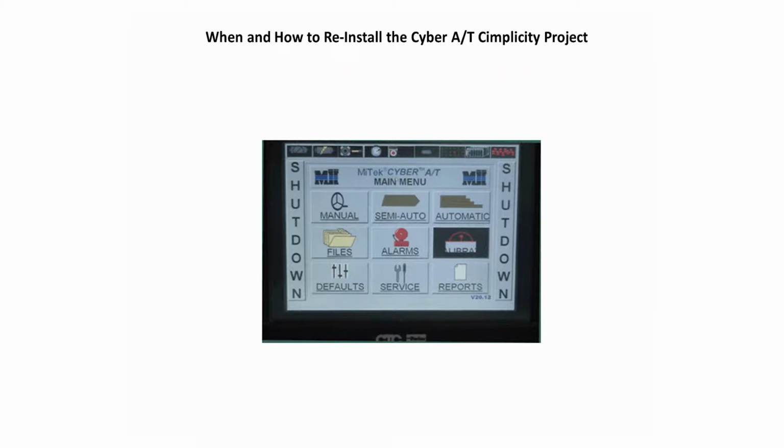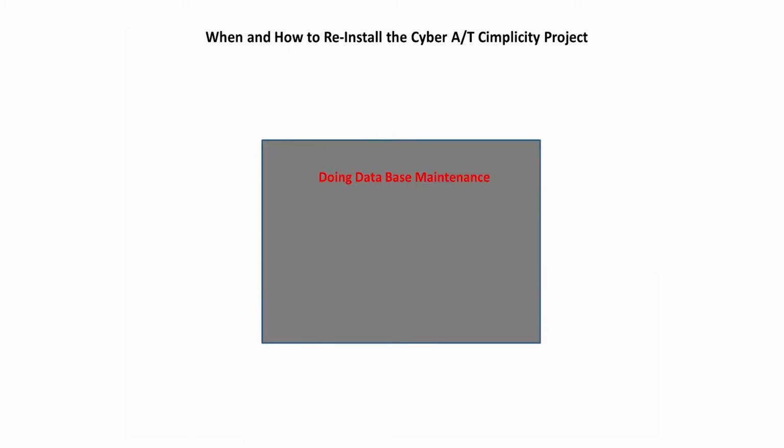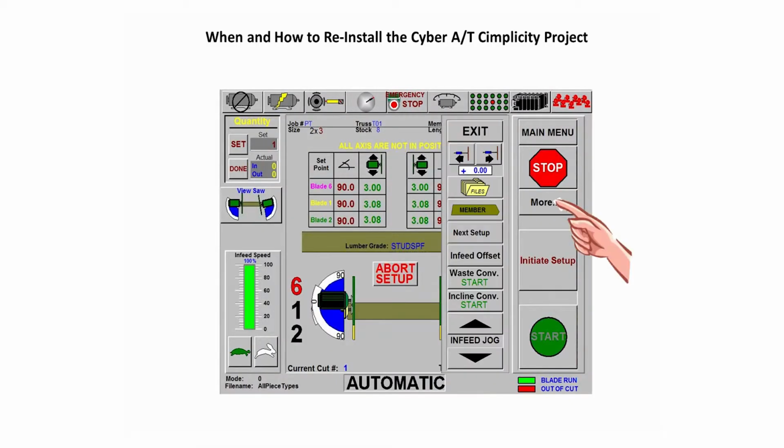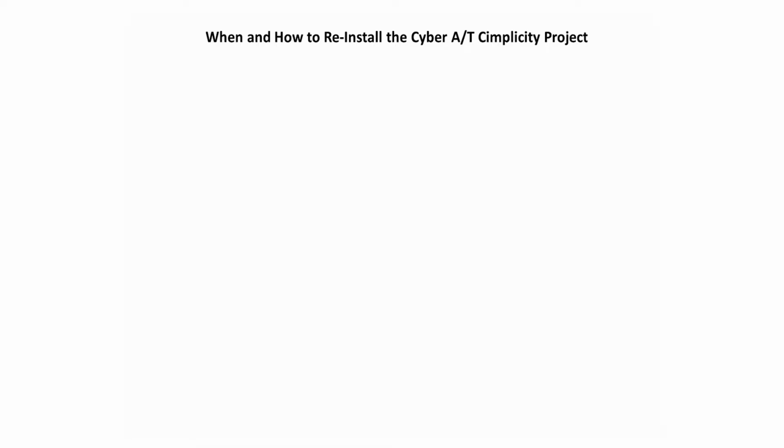Reason number one: if the fault icons across the top and the calibration box are blacked out, then you need to perform a task first to verify that you truly need to reinstall the project. Reason number two: if you see a screen with a statement on it saying "doing database maintenance" and it does not go away, then you need to reinstall the project. Reason number three: if you cannot access files or members, then you need to reinstall the project. Let's cover reason number one first.